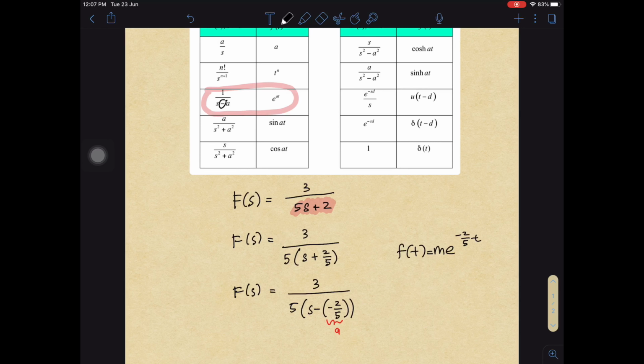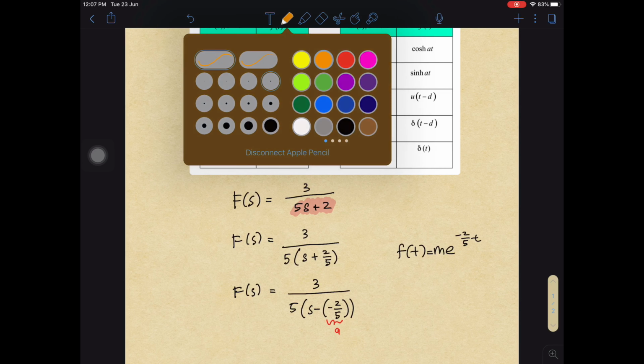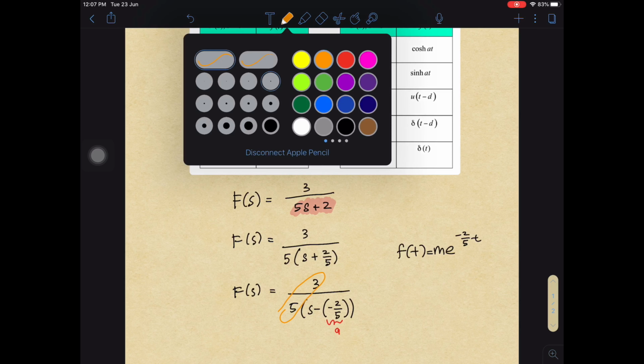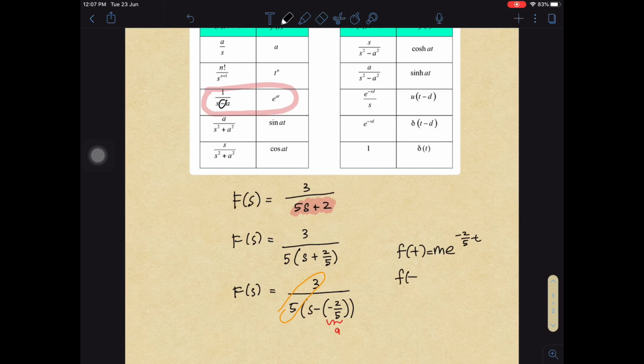Now we want to find what is our m, and for this case you need to remember m is equal to the constant that exists in your F(s). So here you can see the constant in your F(s) is equal to 3 over 5. Okay, so you have your final solution f(t) is equal to 3 over 5 exponent negative 2 over 5 t. So this is how, from a Laplace transformation, you can change it into the function f(t).